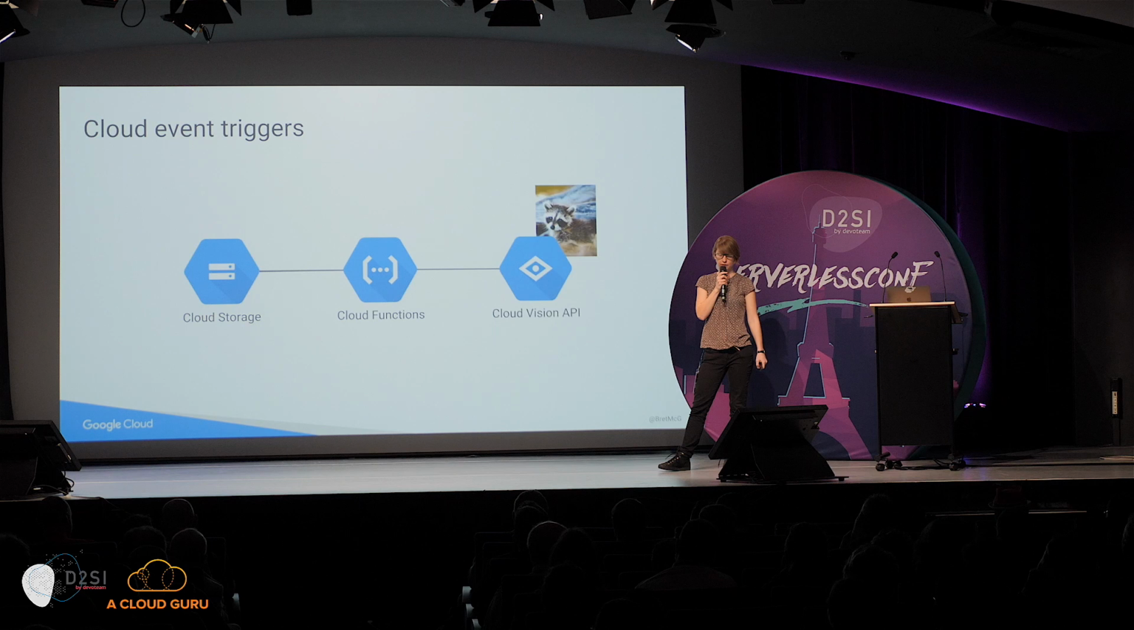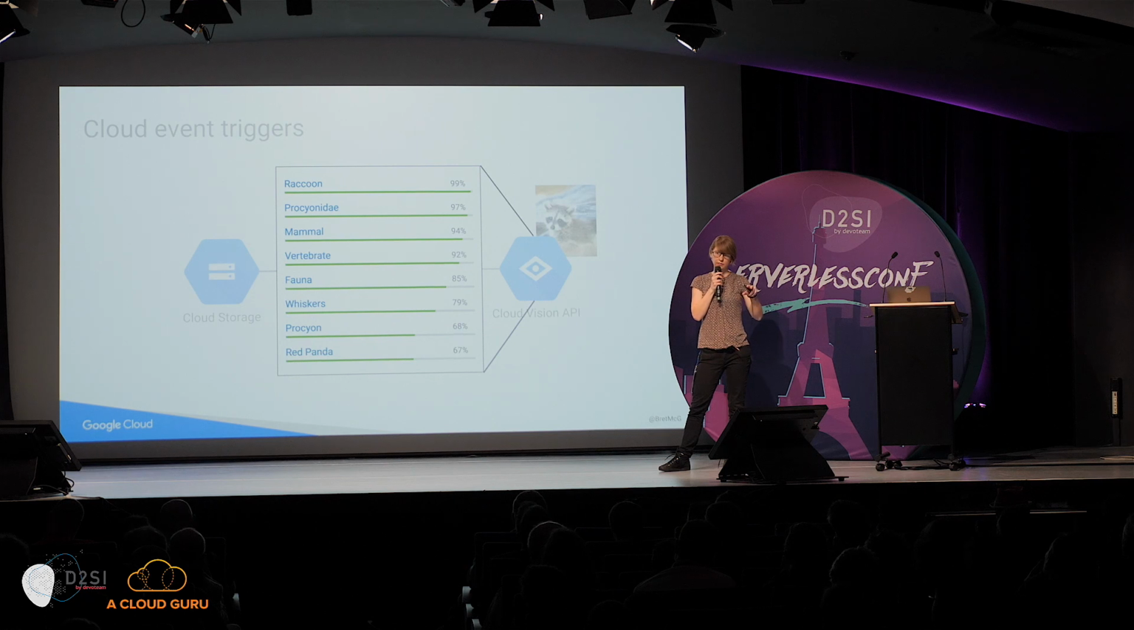There will be a function waiting for the file to appear, and it will take this file and put it to Cloud Vision API. What Cloud Vision API does is it applies some labels, so it tries to recognize what is on the picture.